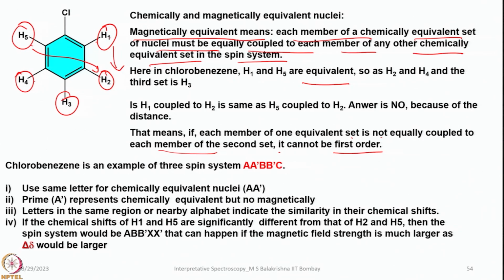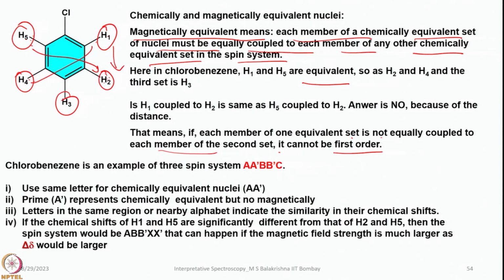If we are considering H1, the interaction of H1 with H2 is different from H5 and H2. Similarly, H2 interaction with H1 is different from H2 interaction with H5, or we can consider H4 interaction with H5 is different from H4 interaction with H1. So in this case what happens? It cannot be first order.